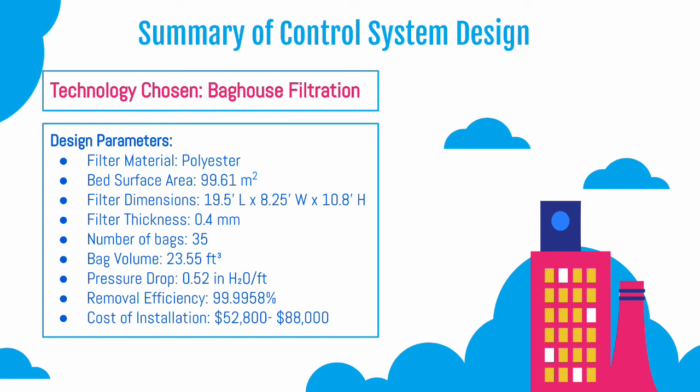The polyester filter will have a thickness of 0.4 millimeters, and the bed will have a length of 19.5 feet, a width of 8.25 feet, and a height of 10.8 feet. The cost of installing this control technology will be between $52,800 and $88,000. The pressure drop of our design will be 0.52 inches of H2O per foot, which is within the acceptable range. The overall removal efficiency will be 99.9958%, which is well above the required 90%.